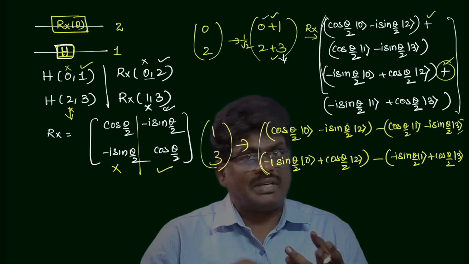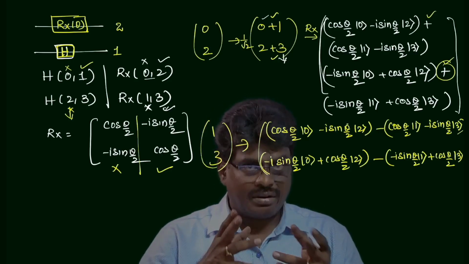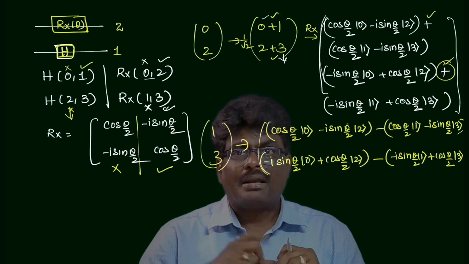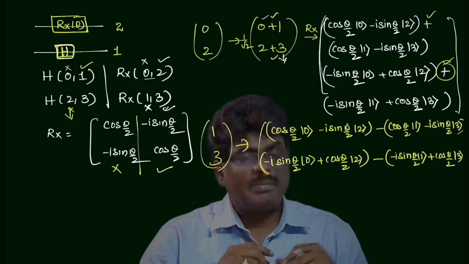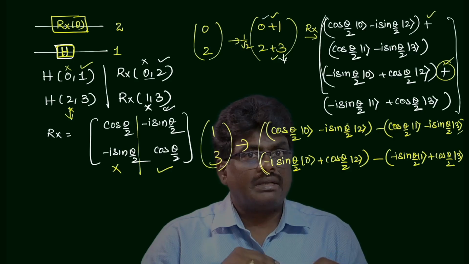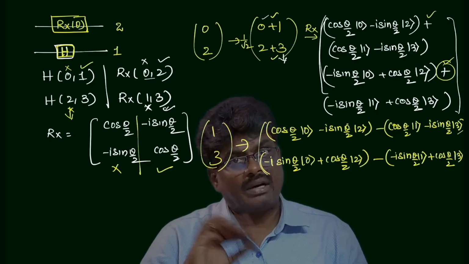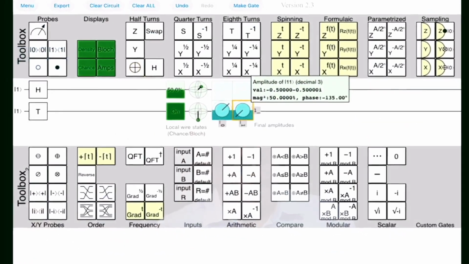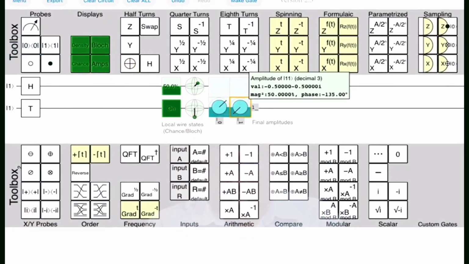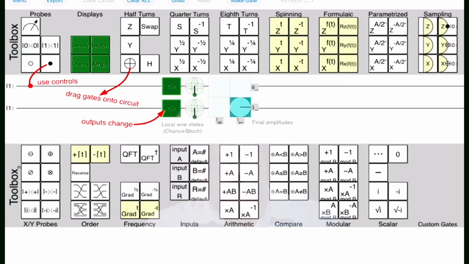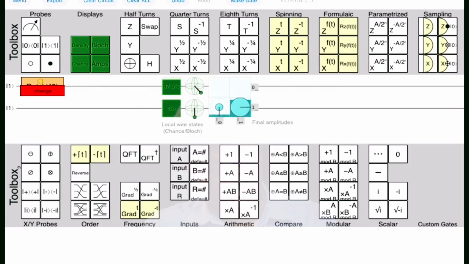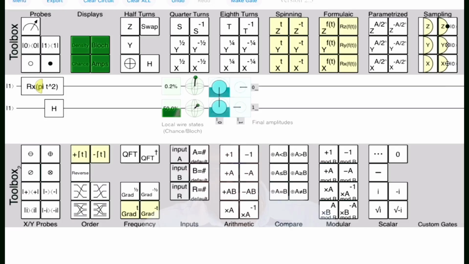Now let us check whether this is right or wrong. In this simulator it is not possible to check, but better to take some theta value and you can check. So here the first one is Rx. Okay, so I'm taking this Rx, and the next one is Hadamard 0, and this is a 0.